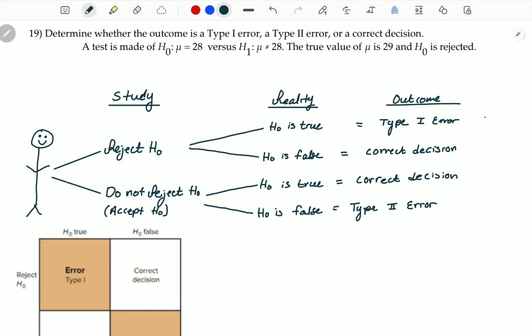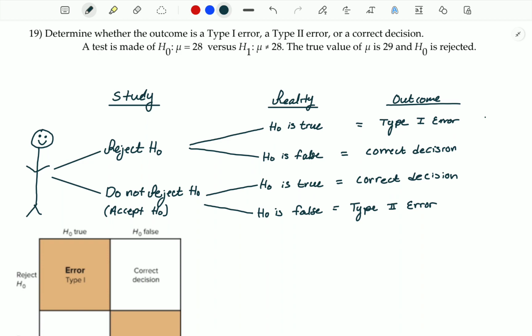All right. Question number 19. Determine whether the outcome is a type 1 error, a type 2 error, or a correct decision. A test is made up of the null hypothesis, mu equals 28, versus the alternative hypothesis, mu does not equal 28. The true value of mu is 29, and the null is rejected.